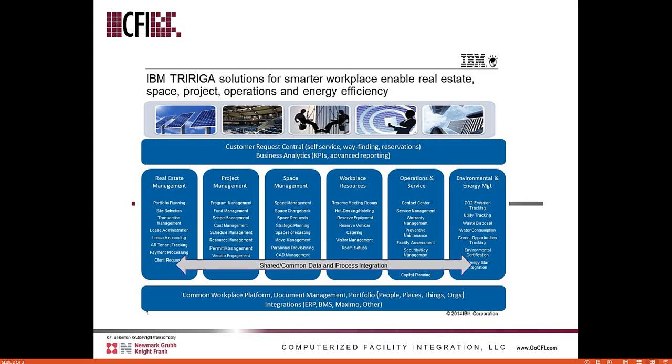The second pillar of TRIRIGA is project management. The project management module covers program management, managing funding, managing the scope, cost, schedule of a project, managing those resources, whether internal or external, the permitting processes, and vendor engagement, including building bid sheets that are sent to invited service providers in an Excel format, processing and doing side-by-side comparison of those bid responses, and allowing you to award a bid in the system that creates a contract commitment.